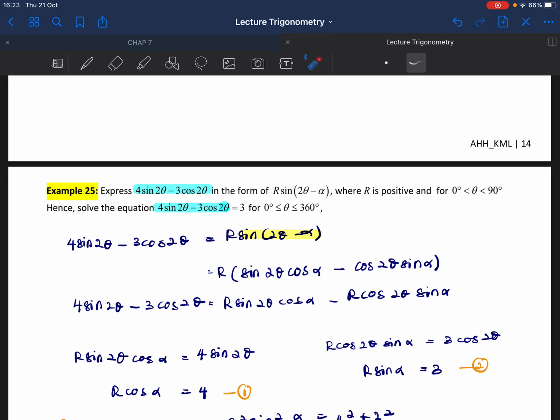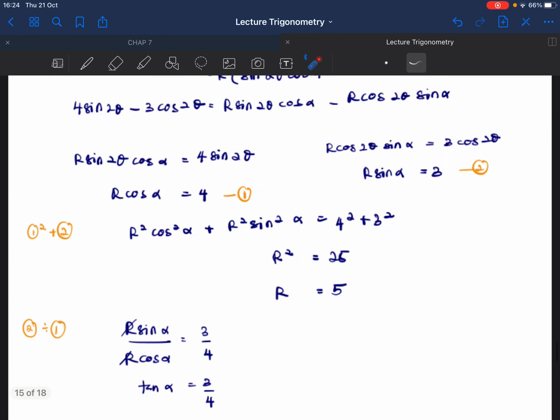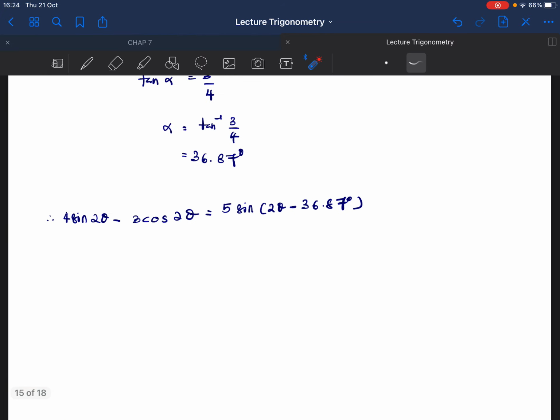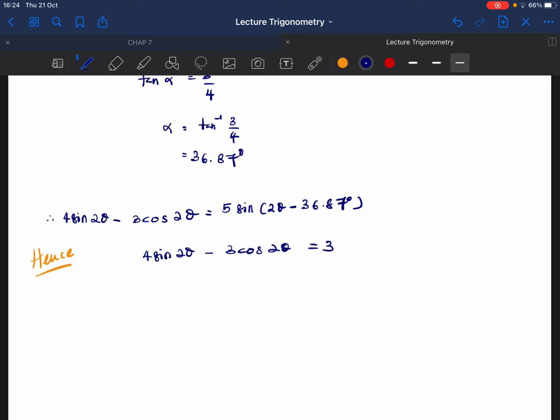Okay, the same as this one. This one is the same as this one. So now you should have, kita ada, so this is the hands part. Hands, dia bagi kat kita 4 sin 2 theta minus 3 cos 2 theta is equals to 3. Okay, so we know that this part here is equals to this part here. So you should have 5 sin 2 theta minus 36.87 equals to 3.